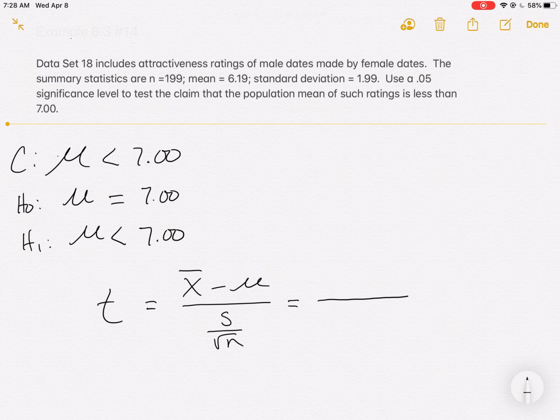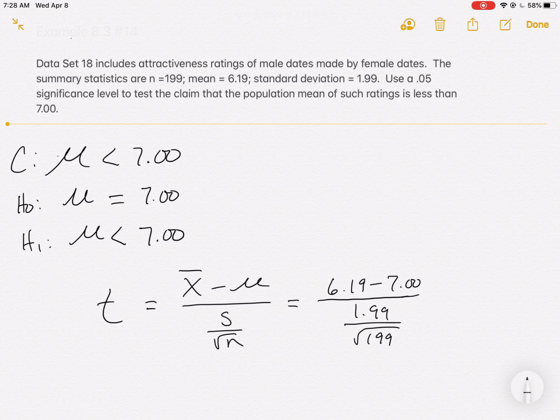So if we look, we've been given x bar. X bar would be the mean coming out from the sample, where if we read, it is 6.19. Mu, that is going to be the null hypothesis value, 7.00. And the standard deviation, well, they have to have given me that, and they did, 1.99. And they better tell me how many individuals we were looking at, and we looked at 199 individuals. So we're going to run this.